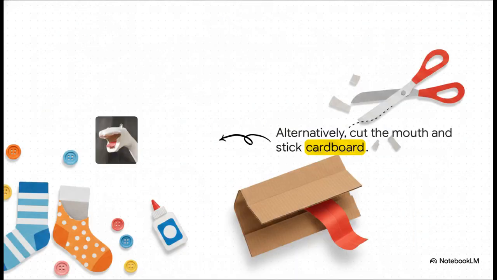Or, for an even more professional hinge, you can use the cardboard method. You actually cut open the mouth area of the sock and glue in a piece of folded cardboard, maybe even sticking some red paper inside for a tongue. This gives the puppet's mouth a very firm, snappy movement.